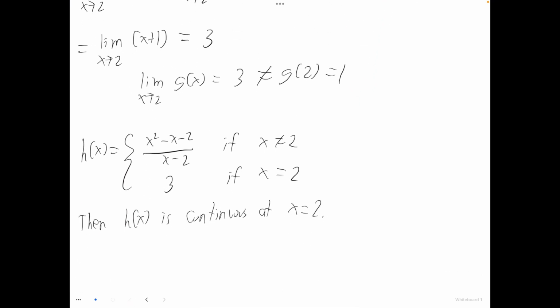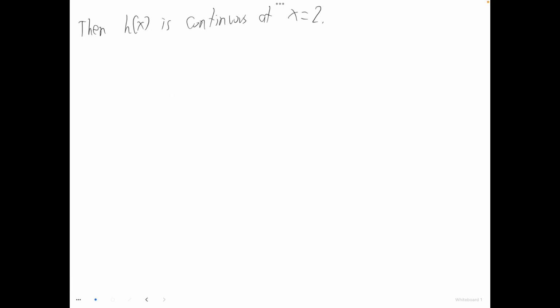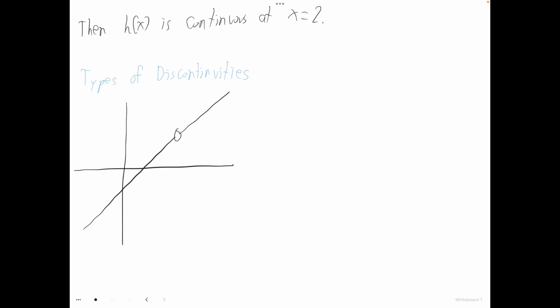And so this brings up the situation that there are 3 types of discontinuities that can show up. So we're going to look at types of discontinuities. Now, the best way to view these is with a graph. And so the first looks something like the following situation, where we just have a hole in the graph.